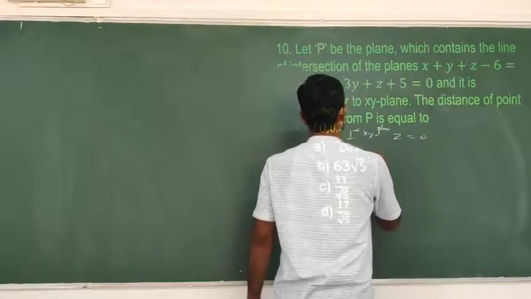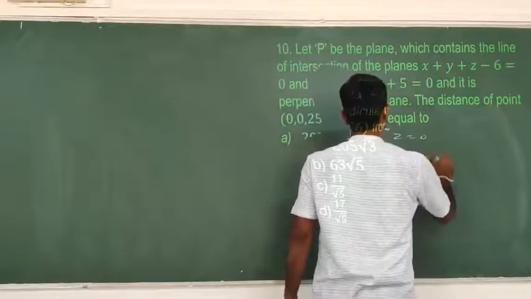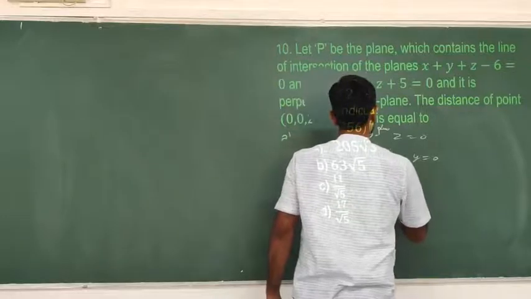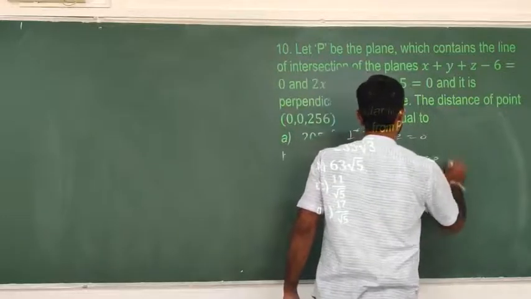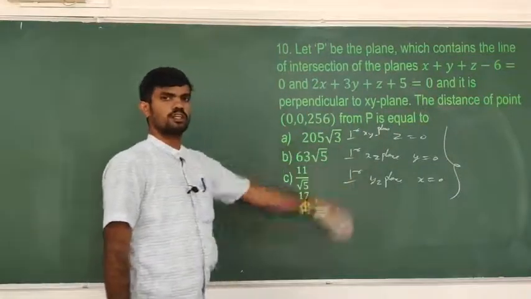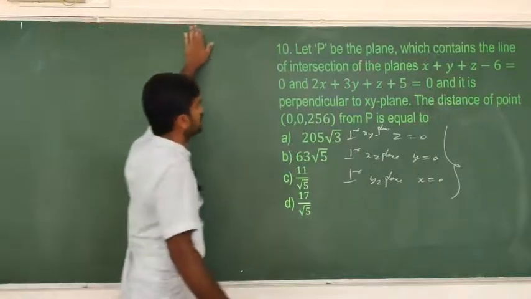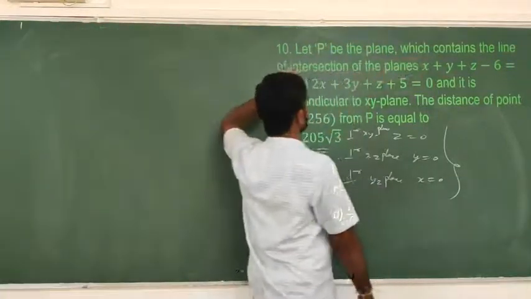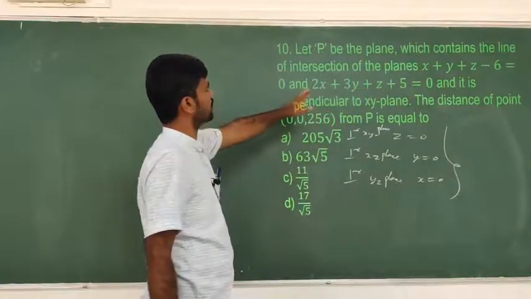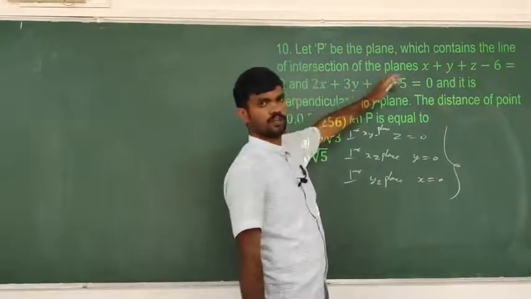Suppose perpendicular to xz plane, then equation of the plane is y is equal to 0. Perpendicular to yz plane, then equation of the plane is x is equal to 0. We know that. So in this problem we are going to use these conditions. Here also P is the plane which contains the line of intersection of the planes x plus y plus z minus 6 is equal to 0, and 2x plus 3y plus z plus 5 is equal to 0. That means a plane passes through the intersection of these two planes.